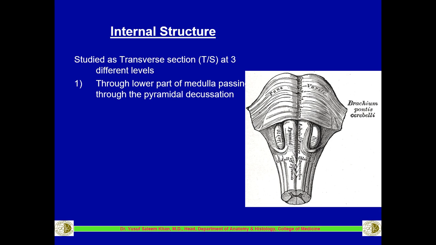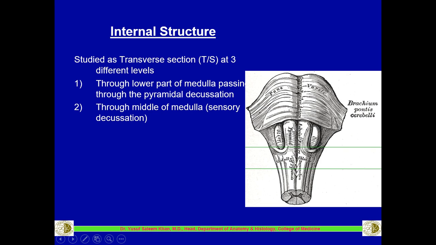One is through the lower part of the medulla oblongata, where we can see the pyramidal decussation. So here is the pyramidal decussation, and we take a section at this level and study. Then we also take a section at the sensory decussation, which is at a higher level and passes through the middle of the medulla oblongata. And the third will be in the mid-olivary region. So this is the olive. In the center of the olive we take a section, and again at that level we study.